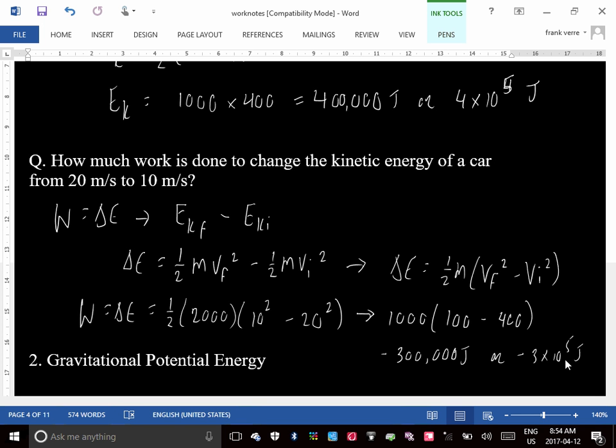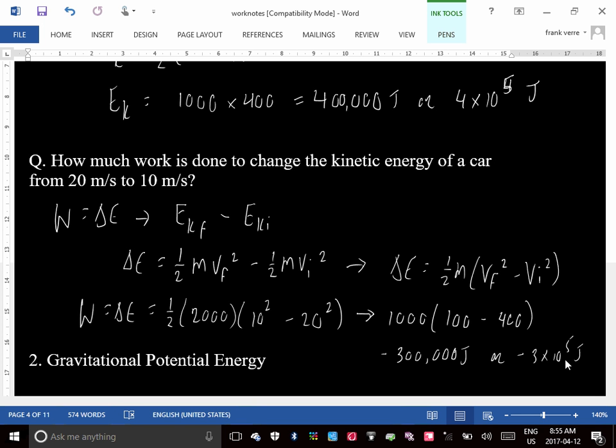But here's the thing. You may have learned about something in grade 9 called the law of conservation of energy, right? So this is referring to the change in kinetic energy. So the negative sign means that the car has lost 300,000 joules of kinetic energy. That's what that means. But where do you think that energy went? Yeah, very good. Transfer to what?